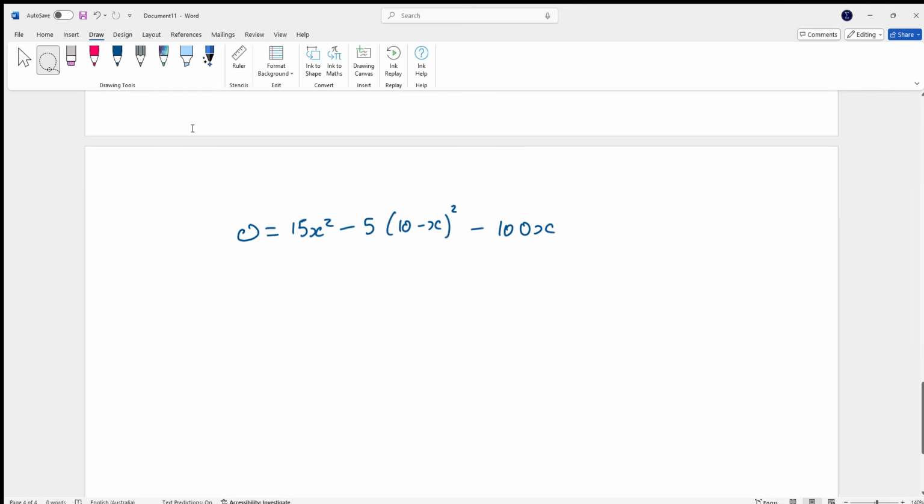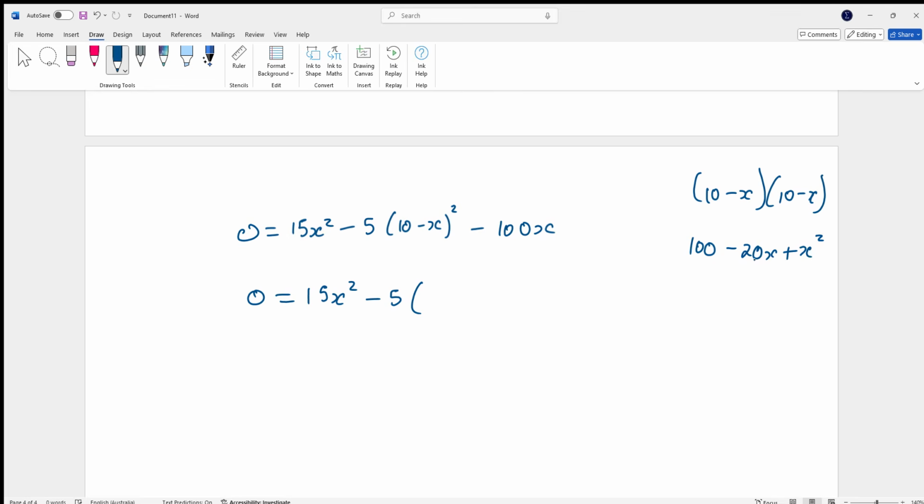Okay. So here I would expand that. So you have 0 equals 15x squared minus 10, and expanding that is multiplying this guy by itself. So you're going to get 100 because 10 times 10 is 100. Then you're going to have 10 times negative x, and you're going to have that twice. So you have negative 20x plus x squared. So here we've got this, 100 minus 20x plus x squared, minus 100x.